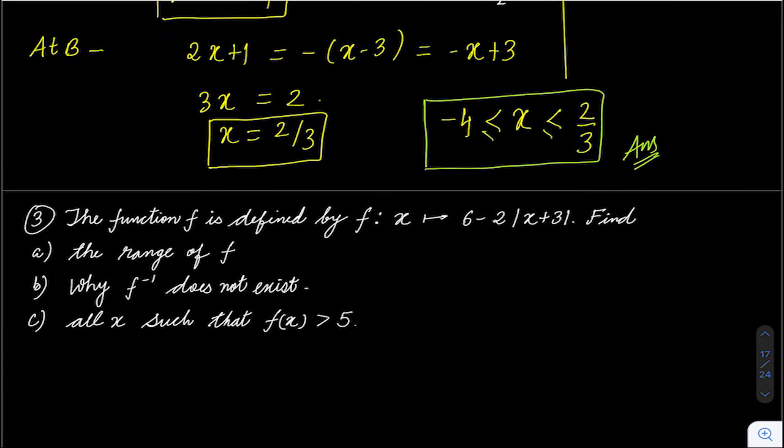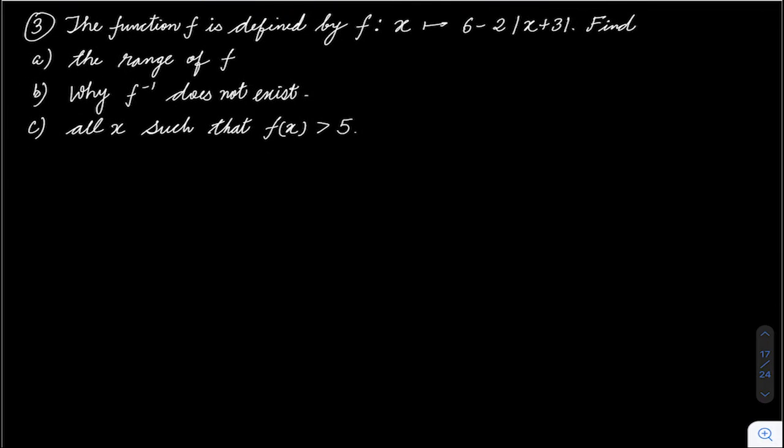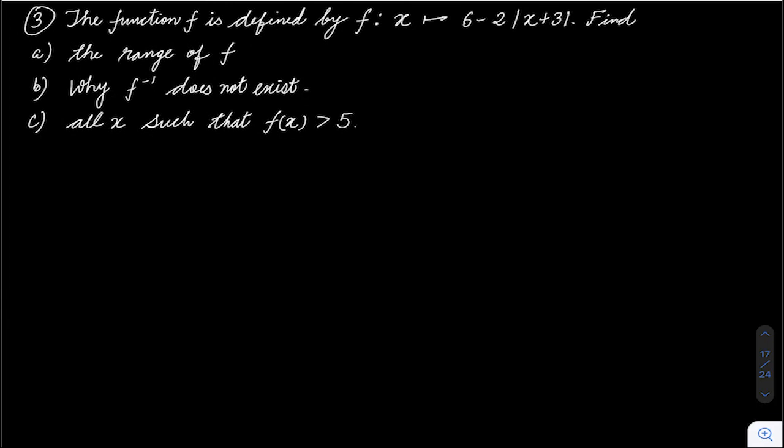Okay, let's go for the third question. The function is defined by f as x to 6 minus 2 mod x plus 3. Find the range of f. F inverse does not exist. Explain. Okay, all x such that f of x is greater than 5.